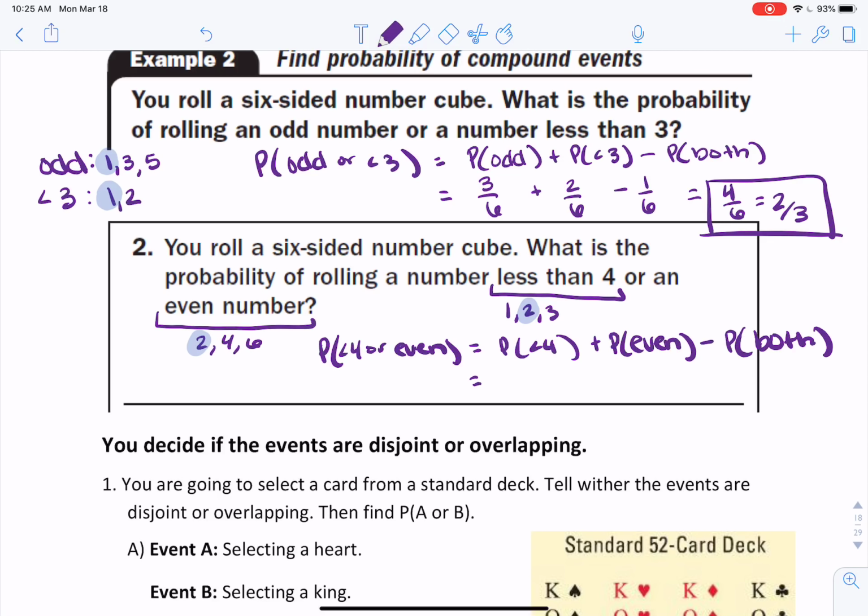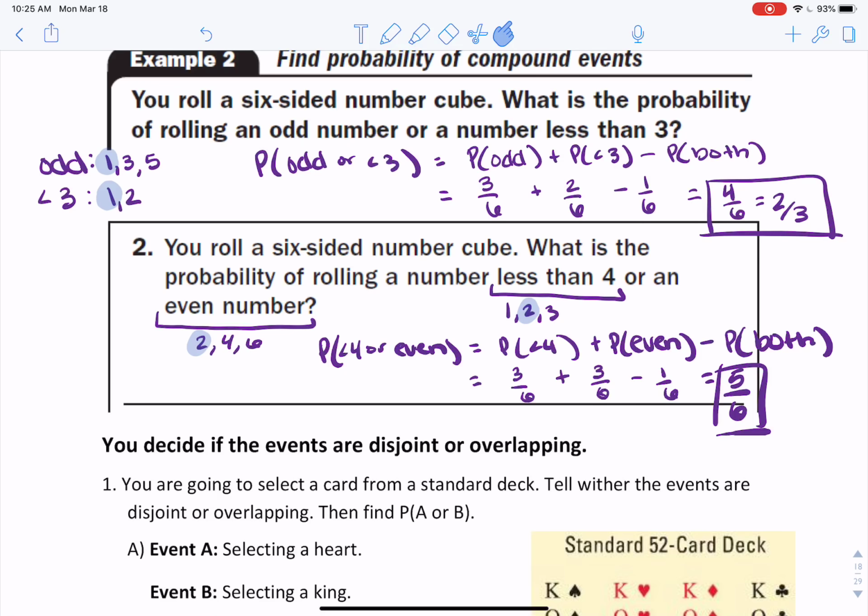So the probability that it's less than 4 is 3 out of 6. Even number is also 3 out of 6. Minus both of them, so they both have a 2, which is less than 4 and even, so that's 1 out of 6. 3 plus 3 minus 1, that gives me 5 out of 6.